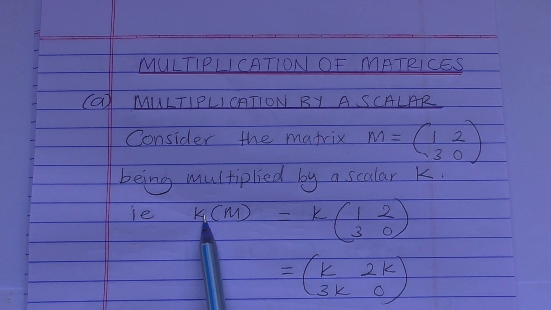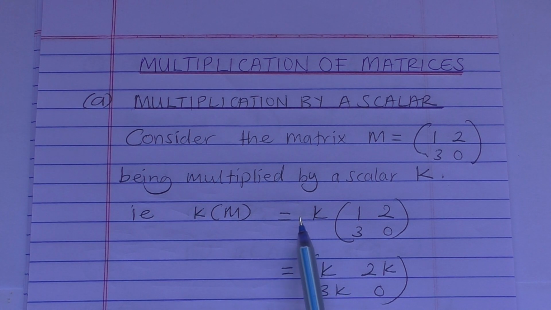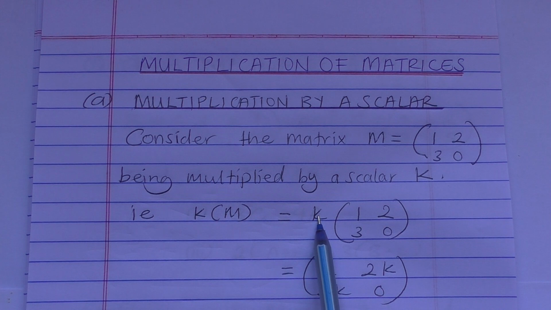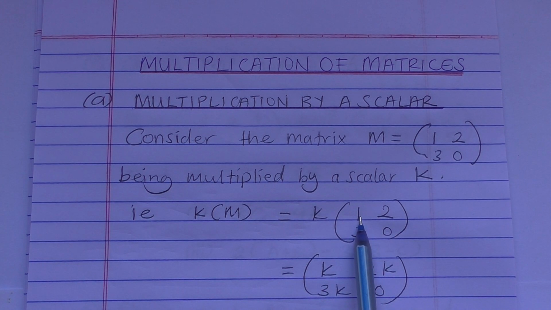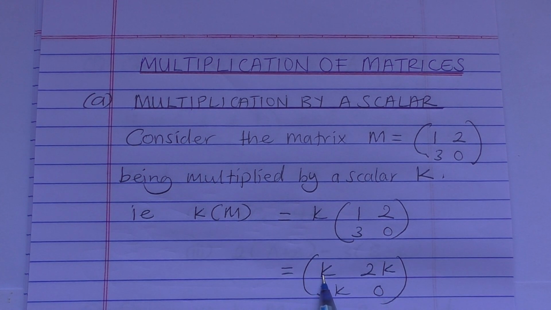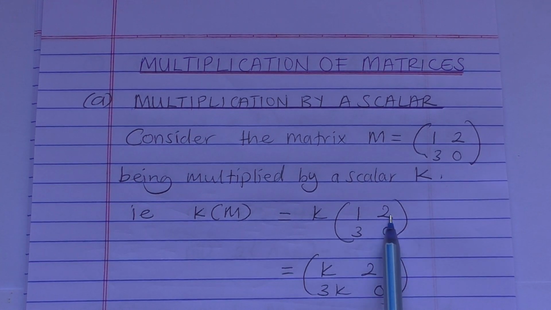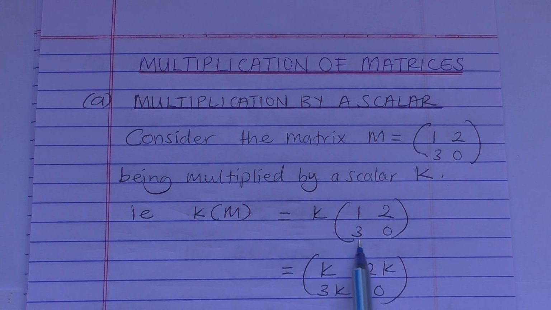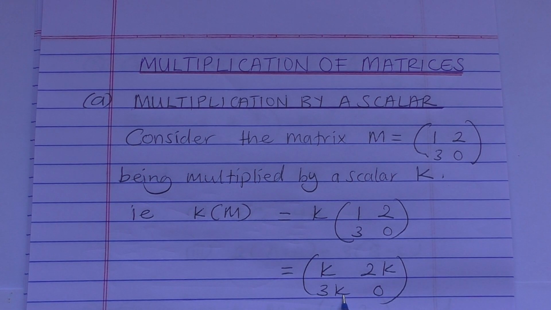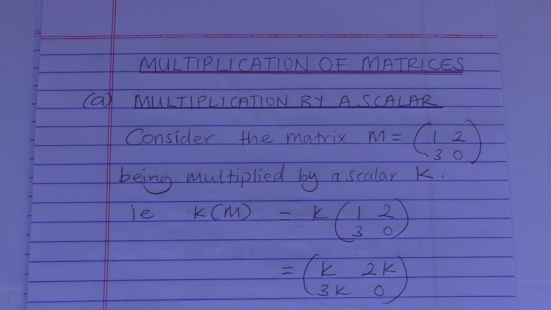So this k can represent any numerical value. It can be 2, it can be 1, but not 0. So when we multiply a scalar by a matrix, this scalar multiplies each element of the matrix. It will multiply with 1 to get k. It multiplies with 2 to get 2k, multiplies with 3 to get 3k, and multiplies with 0 to get 0.